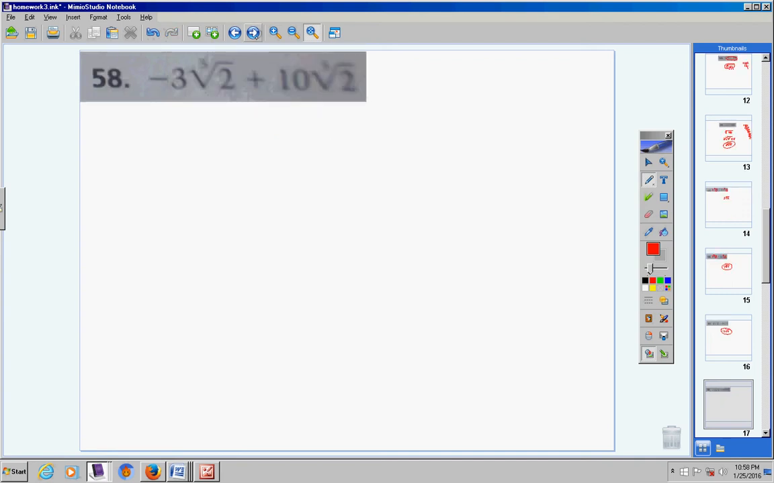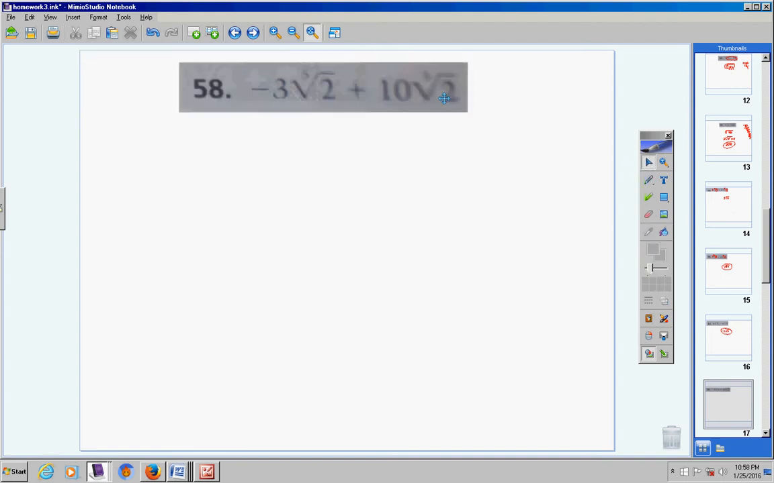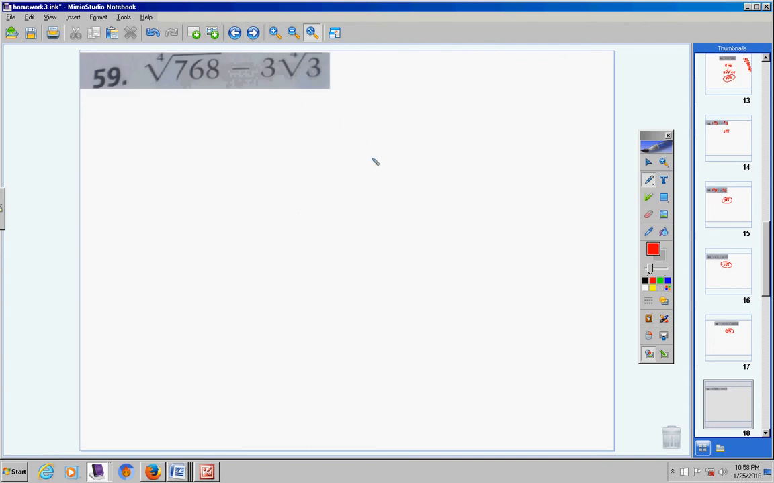Alright, number 58. I'm combining or adding 2 radicals here. Do they have common indexes? Yes. Do they have common radicands? Yes. So combine your outside numbers. A negative 3 and a positive 10 is going to give you a positive 7, 5th root of 2. Okay.